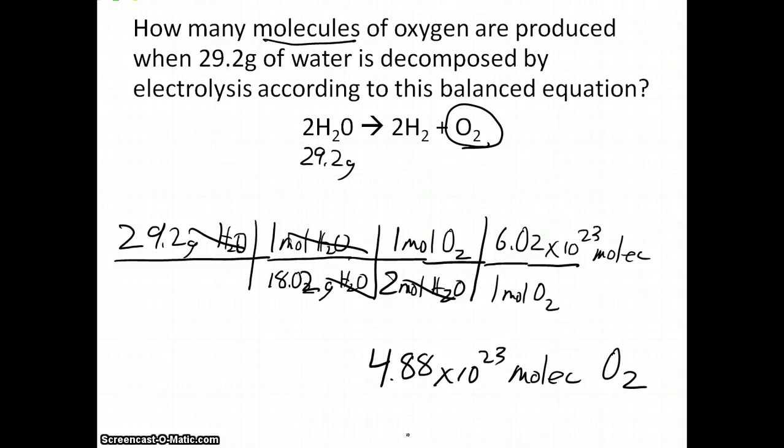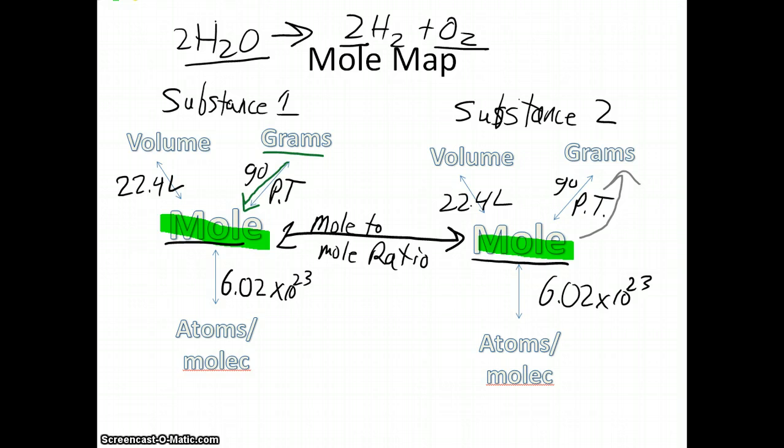There's a quick little review on stoichiometry. The key to stoichiometry is keeping track of what substance we are in: substance 1, substance 2, and where we're going. If we need to go from volume to grams, we have to go from volume to moles, then mole-to-mole ratio, and once we're in moles of substance 2, we can go up to grams. Each time we convert by what our mole map indicates.